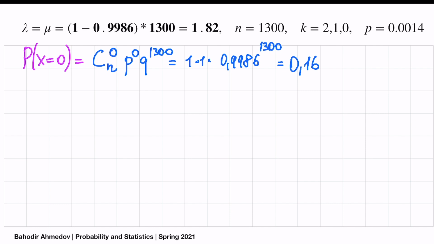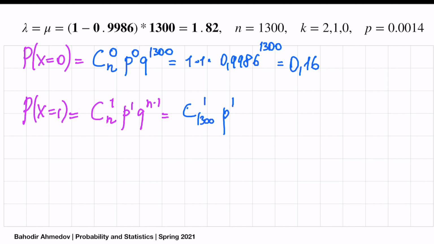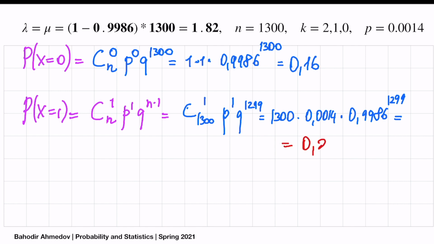Okay? What is the probability of x equal to 1? Just using the binomial formula, I'm going to use C(n,1), p to the power of 1, q to the power of n minus 1, right? I'm just going to put everything into this formula. It's going to be C(1,300, 1), p to the power of 1, q to the power of 1,299. It's going to be 1,300 times 0.0014 times 0.9986 to the power of 1,299. 0.29, okay?